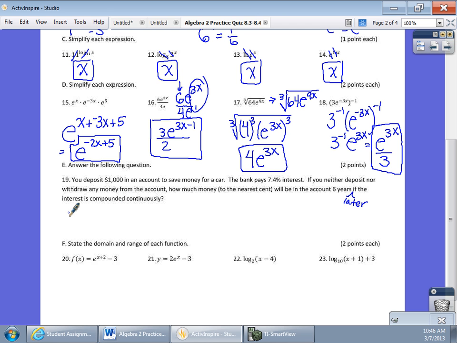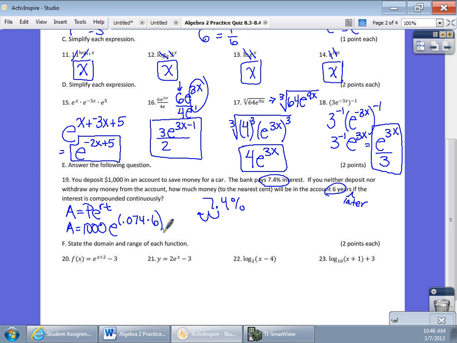And that's why we needed the A part. Okay, compounded continuously means A equals P times e raised to the rt. So we're depositing 1,000, that's our P, times e. Our rate is right here, 7.4%. But you have to turn that into a decimal. So take the decimal and move it twice to the left. So that's going to be 0.074. And then t is going to be, how many years are we leaving it in there? It says 6 years, so we'll multiply by 6.